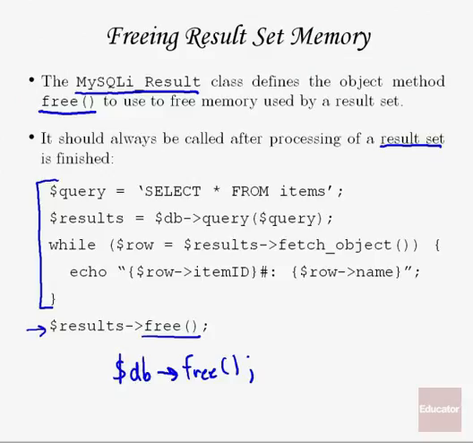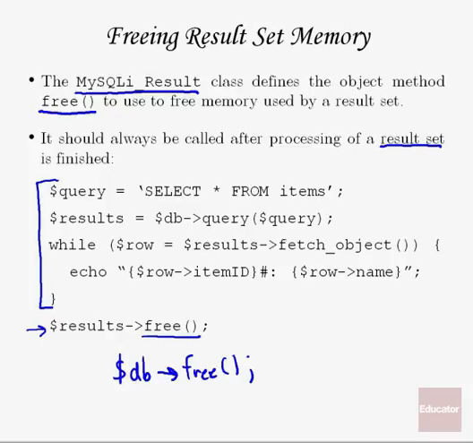And this is an additional step that's also not part of when we ran an insert statement. Our insert statements don't generate a result set, so you don't need to free memory for them, but you do for select queries. So to run select queries, our steps are: we open a connection to the database by creating a new MySQLi object. We run our select query using the query method. Then we process the result set that's returned by using either fetch assoc or fetch object.